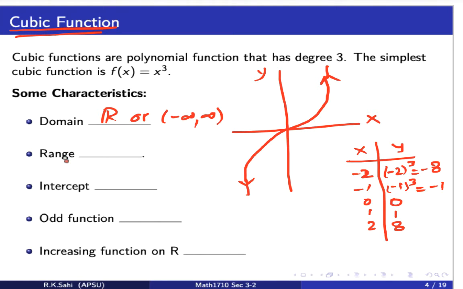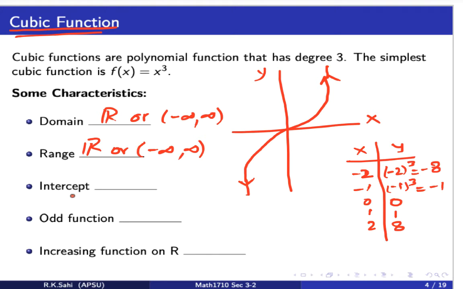Now range. Range means where is my graph going? You look at the y-axis. Now clearly it is going endless downwards and endless upwards. So the range again is R, or we can write that in the set notation, minus infinity to infinity.